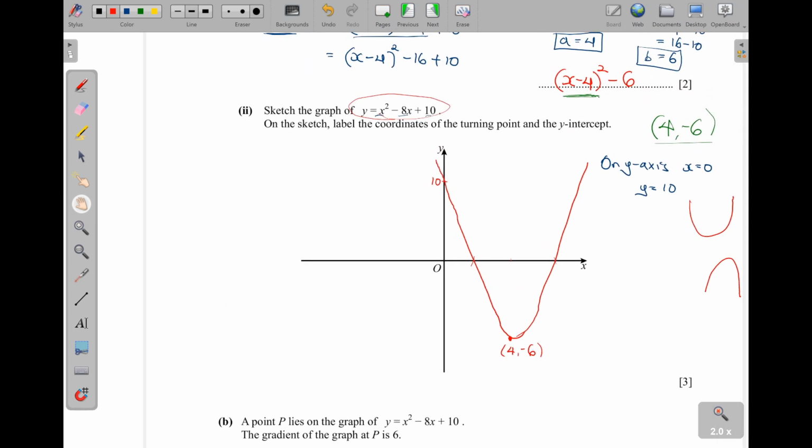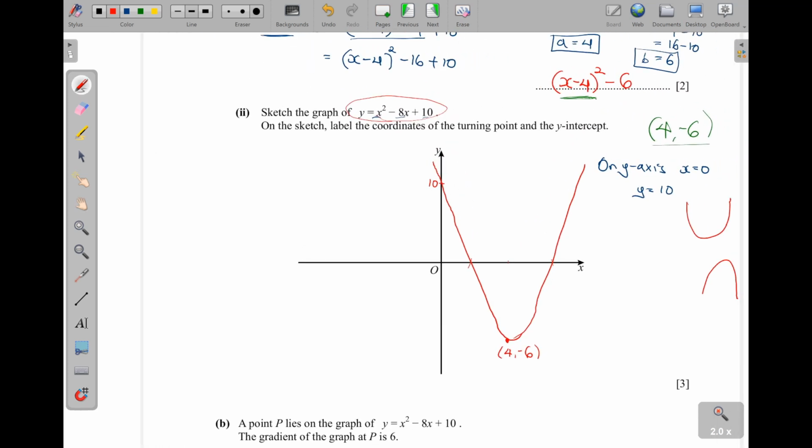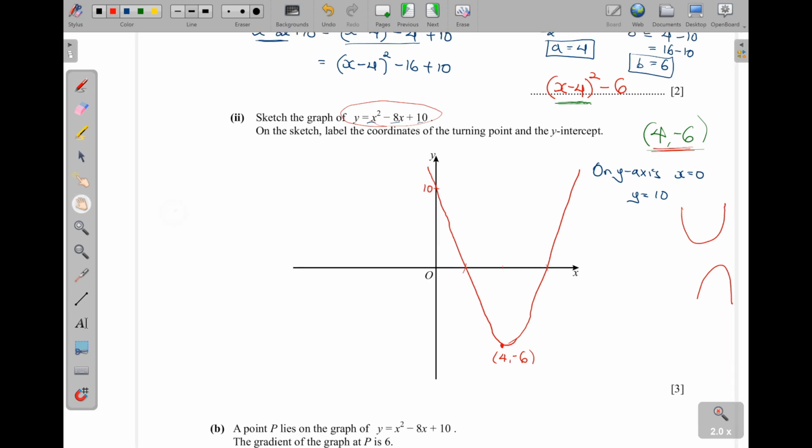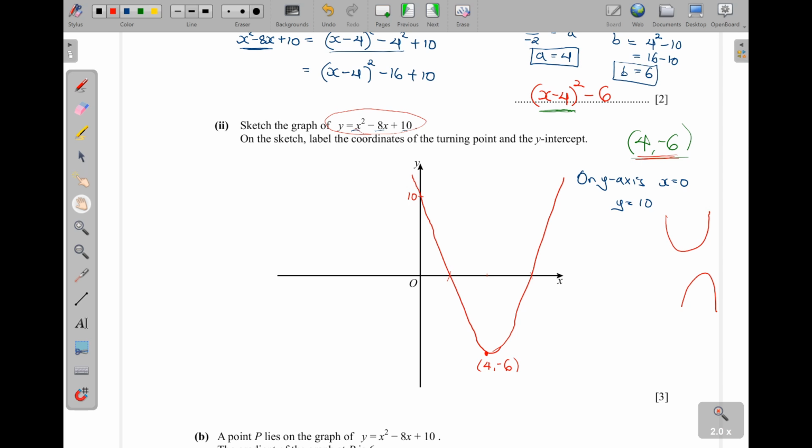And by the way, to prove that this is actually the turning point, this (4, -6), let's check. When we are finding turning points, we differentiate. And we know that if you have y equal to x to the power n, then dy/dx is equal to n x to the power n minus 1. Now, when we differentiate what is here, dy/dx is going to be 2x, then minus, of course, 8 here.